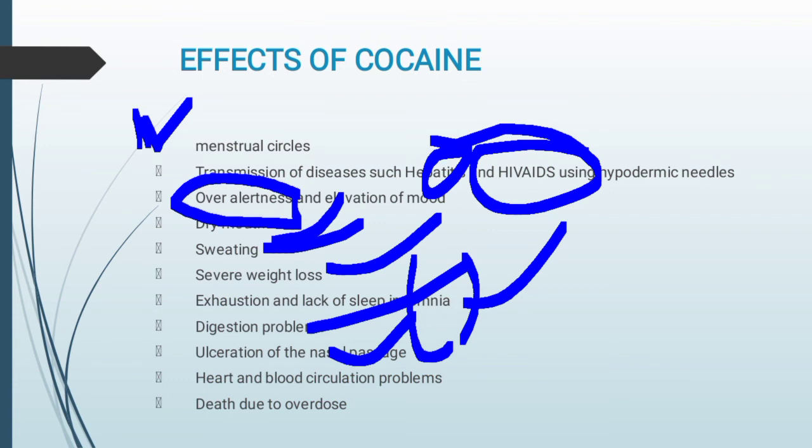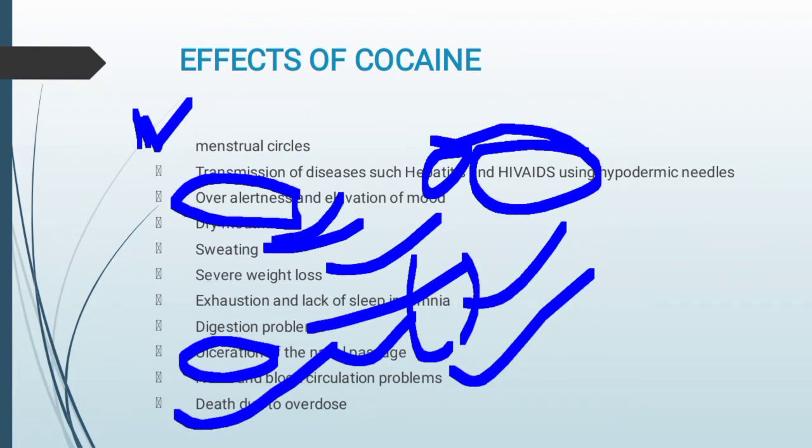There may be some sores in your nose, because during the process of taking in cocaine, it brings about ulceration, sores in the nasal passage. Heart and blood circulation problems. The heart will be having problems. Then you can die due to overdose. Cocaine can kill. Okay.